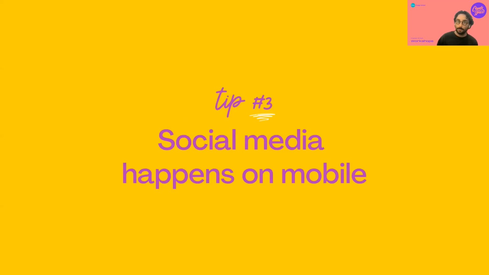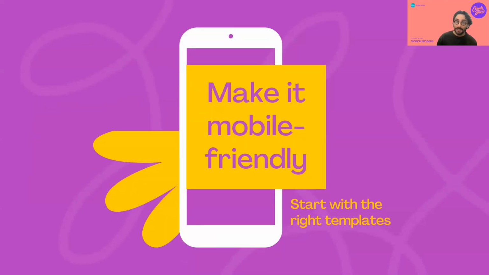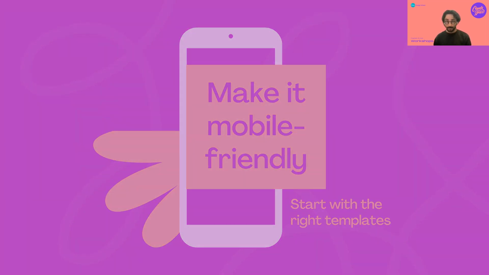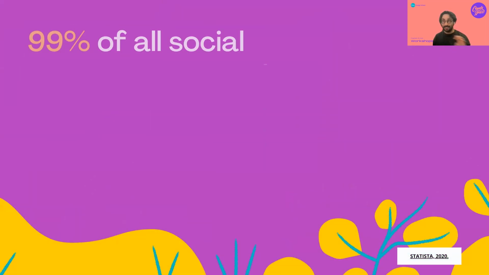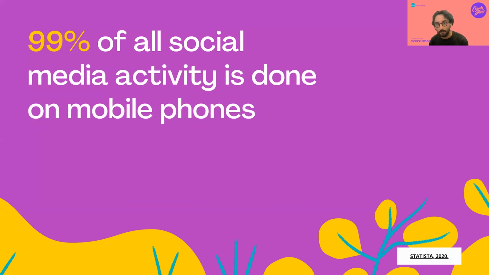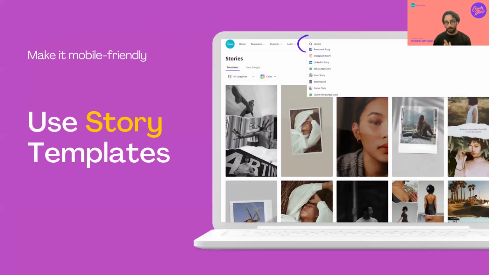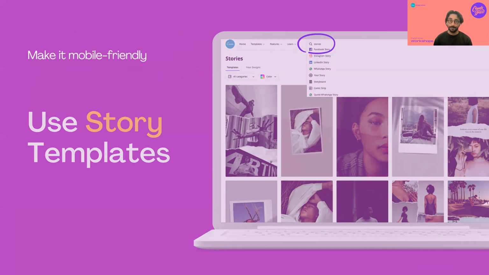And tip number three, social media. It happens on mobile. So it's really important that when we're creating content, we're making it mobile friendly. We want to start with the right templates. We want to leverage the content that's already on Canva, but ensure that it's mobile friendly. The reason being is that 99% of all social media activity is done on mobile phones, which is crazy when you think about it. So use templates that are created for Instagram or Facebook, those mobile first products.